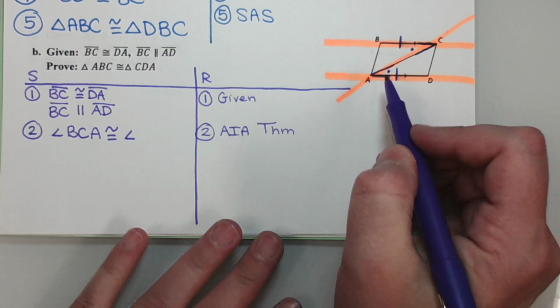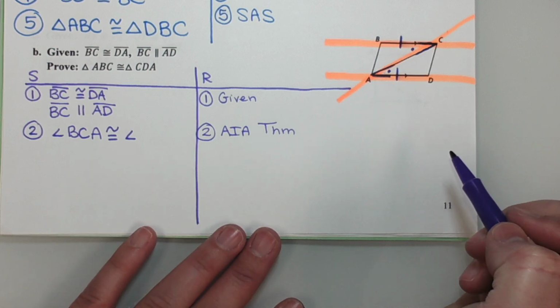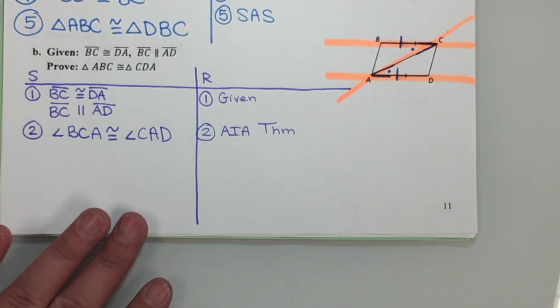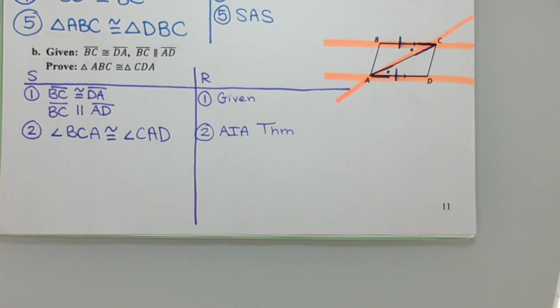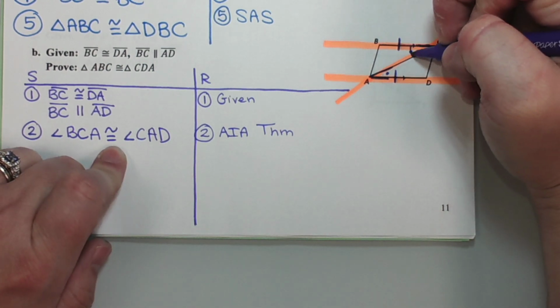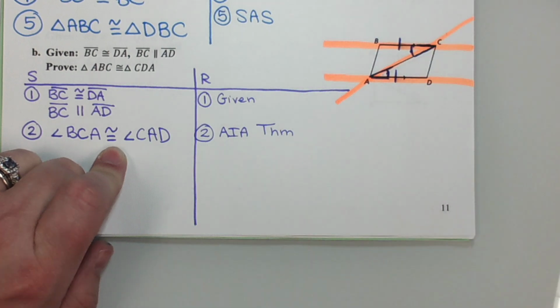Jasmine, what's the 3-letter name of this angle? You got it, CAD. I have a congruent symbol here. I mark congruent in my proof. It's angle, or in my picture, it's angles, so I do angle marks.